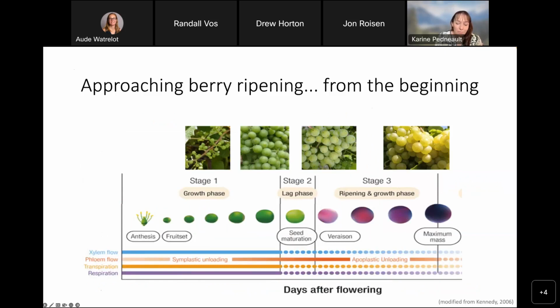So I'm going to talk a little bit about a different approach to ripening: taking berry ripening from the very beginning of the season. The reason I consider that is that many processes start earlier than the actual veraison in berry ripening.